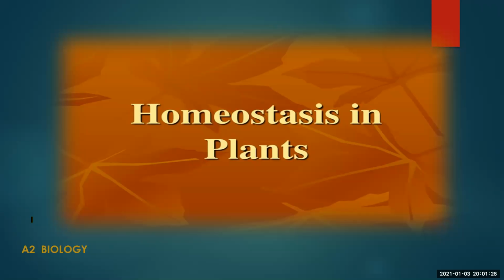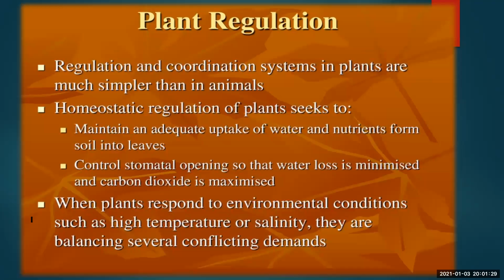So like animals, plants also need to maintain homeostasis. But when we talk about regulation and homeostasis in plants, it's much simpler as compared to animals, right? In plants, homeostatic regulation is basically to maintain an adequate uptake of water and nutrients from the soil into the leaves, right? And secondly, it has to control stomatal opening, so that water loss is minimized and carbon dioxide is maximized, right? So these are the two homeostatic mechanisms that a plant is working for.